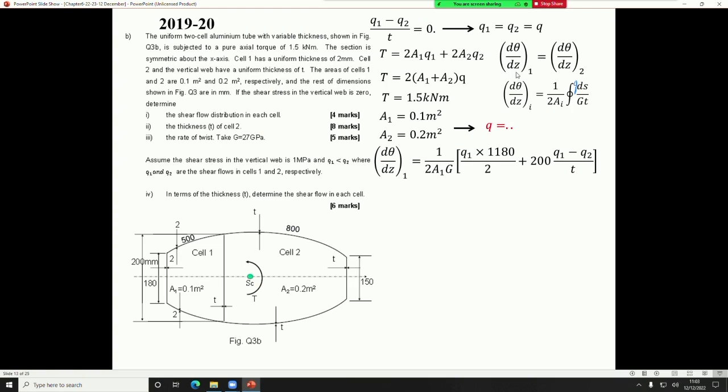Now d theta over dz of cell number 1 and 2 are the same. Now I repeat the same for the second cell. So all these panels have shear flow of Q2.